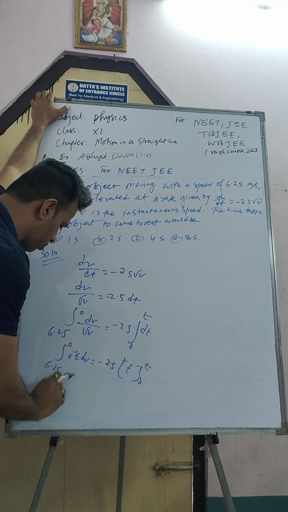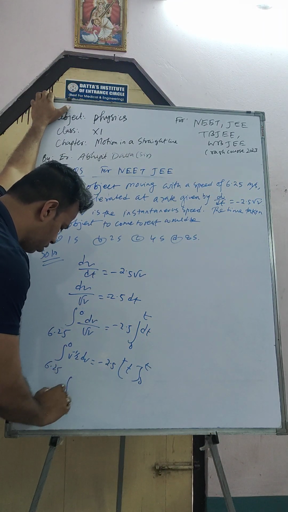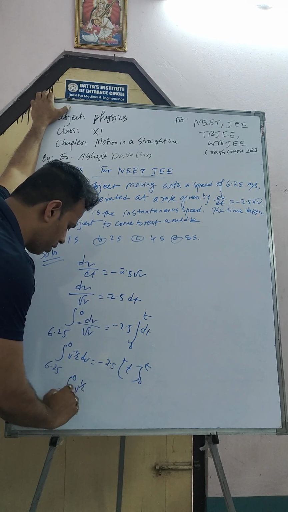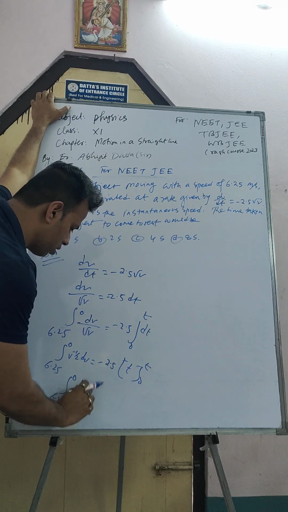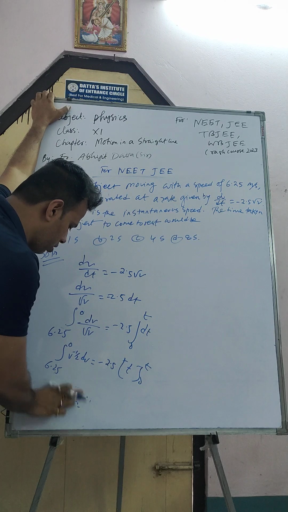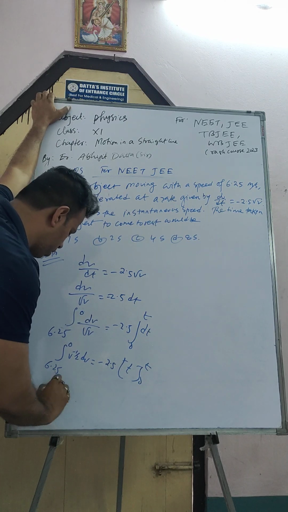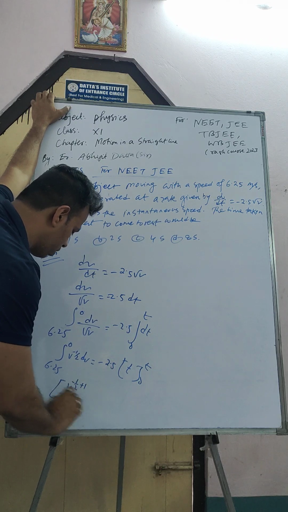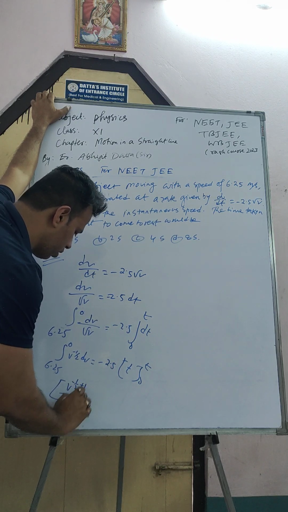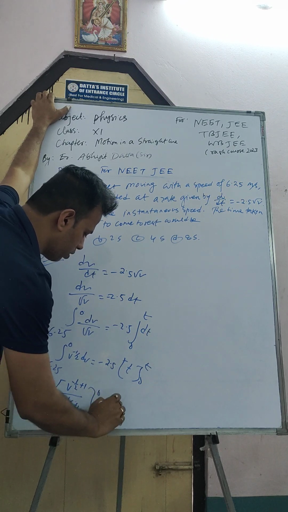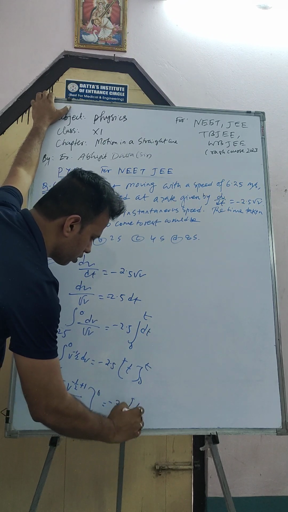I have to do integration here. If I do integration, v to the power minus half plus 1, divided by minus half plus 1, from 6.25 to 0, and here it will be minus 2.5 into t minus 0.